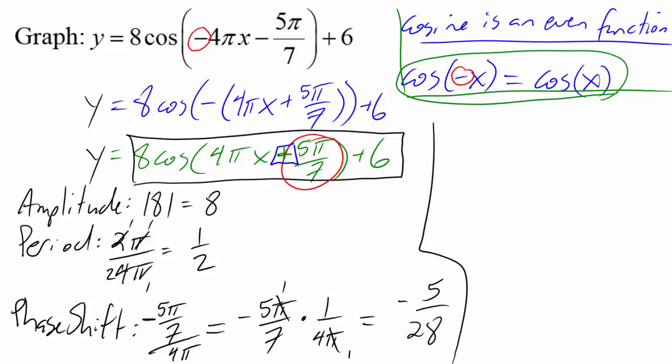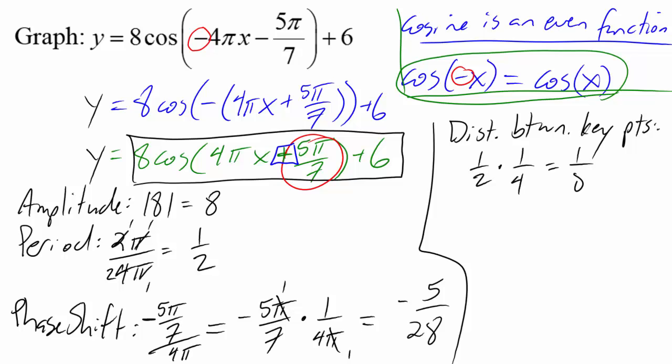Next, what we're going to look for is our distance between key points. And we're going to take care of that by looking at our period, which was 1/2, and multiplying it by 1/4. It's always being multiplied by 1/4, whatever our period is here. And so 1/2 times 1/4 will give us 1/8 for our distance between key points.